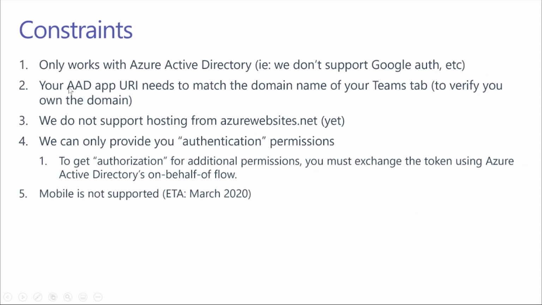The second one is that your Azure Active Directory app needs to match the domain name of your Teams tab. In the sample that I was showing you, I registered a Contoso auth in AD, and I served my application from Contoso auth. What I mean by that is you cannot register Contoso auth in AD and then run your application at a completely different domain. The domain that you run your application from and the domain you register in AAD have to be the same.